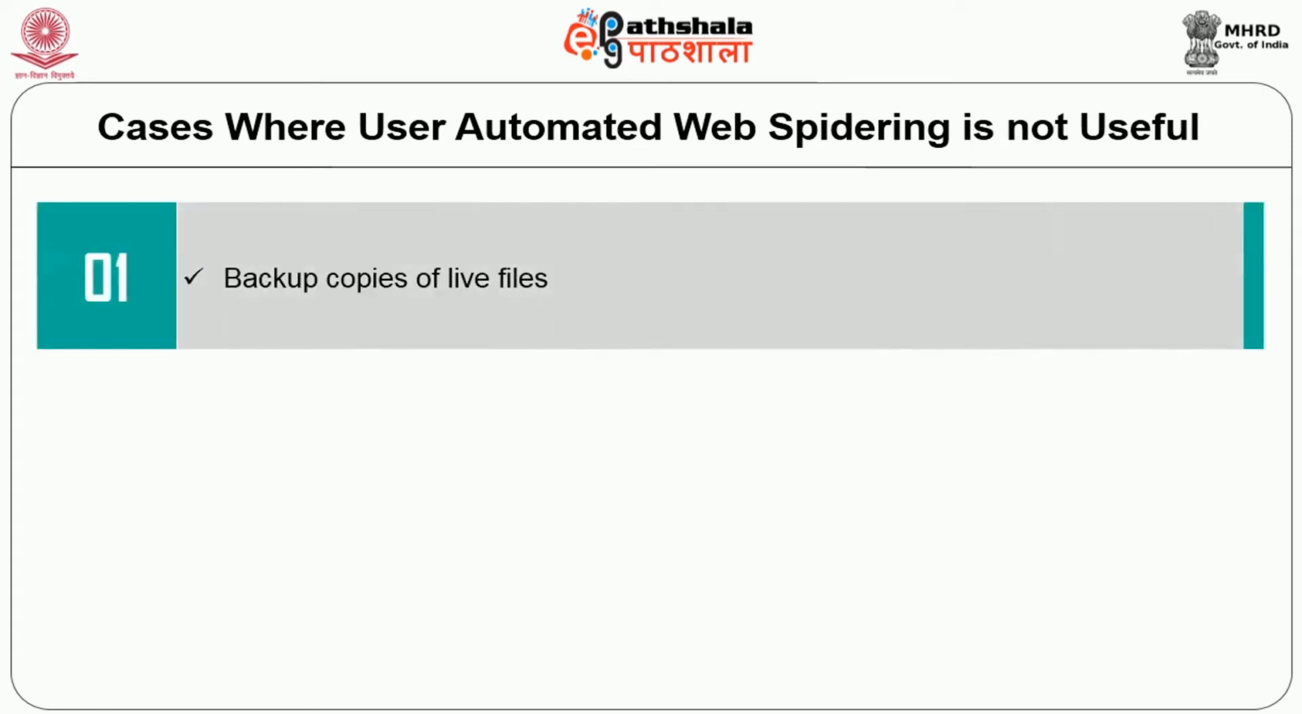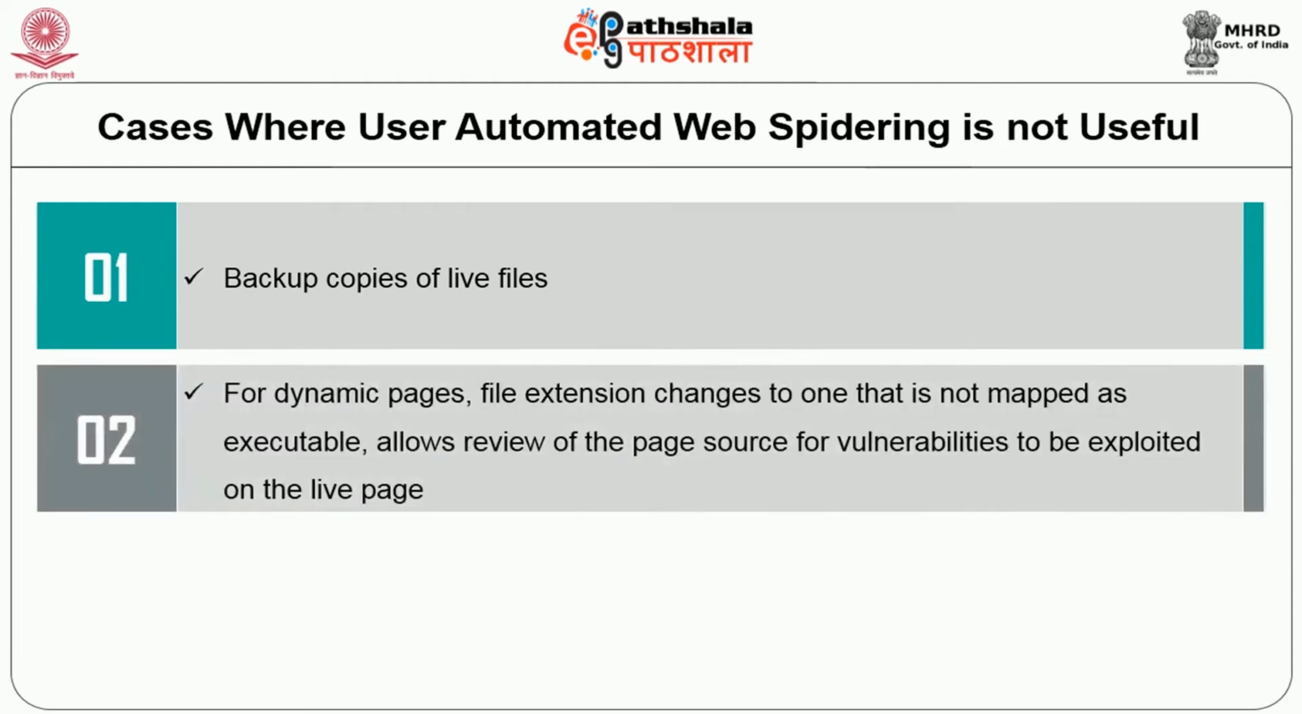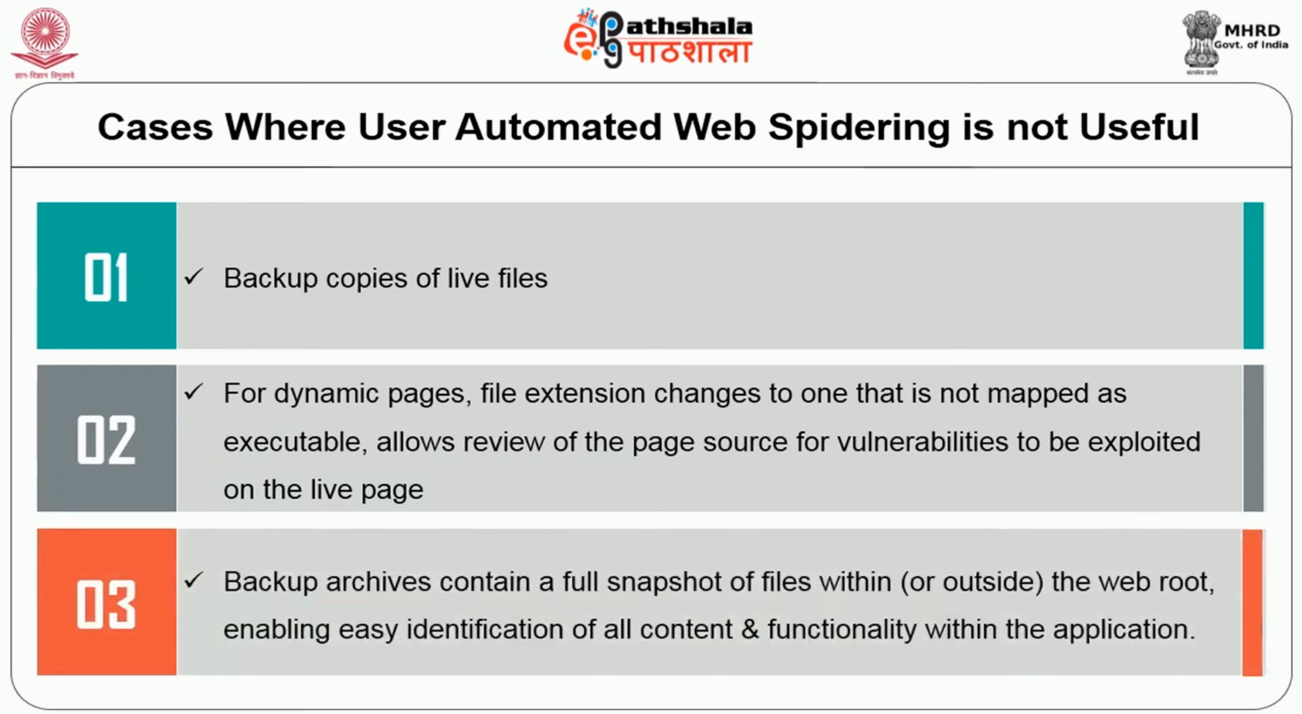If backup copies are there of the live files, in that case dynamic pages and their file extensions may have changed to one that is not mapped as executable. So it enables one to review the page source for vulnerabilities that can then be exploited on the live page. Backup archives are stored that can contain a full snapshot of the files outside the web root or maybe within the web root directory. It enables an attacker to easily identify all content and functionality within the application.